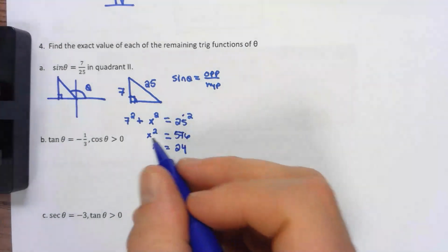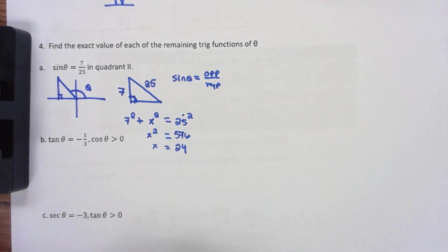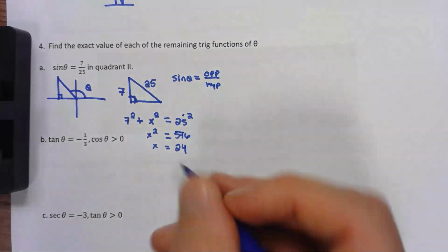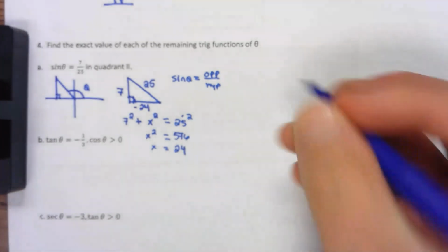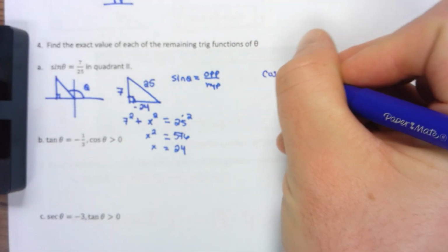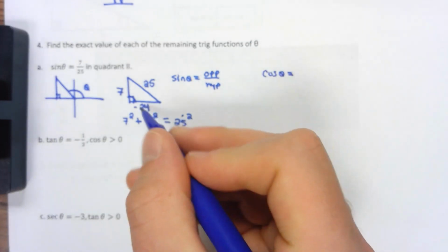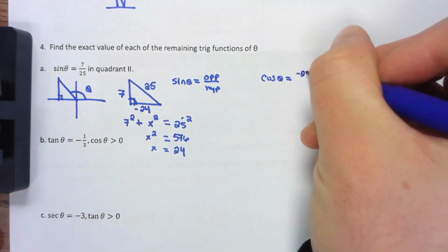Okay, but again, when we take square roots, it can be positive or negative. And that's where being in quadrant 2 helps us decide that it is negative. And then from here, it's just like the work we did yesterday. So cosine of theta is the adjacent side over the hypotenuse, so negative 24 over 25.